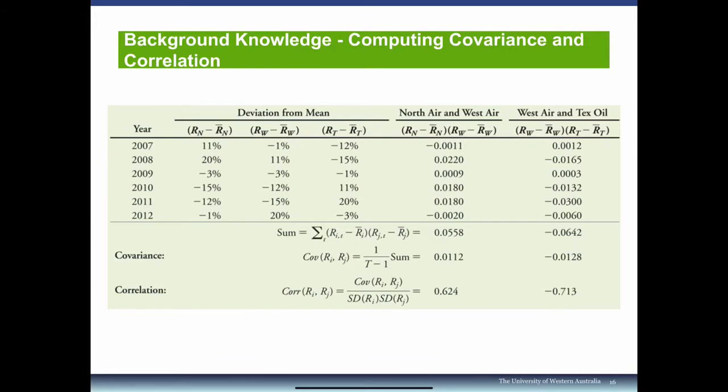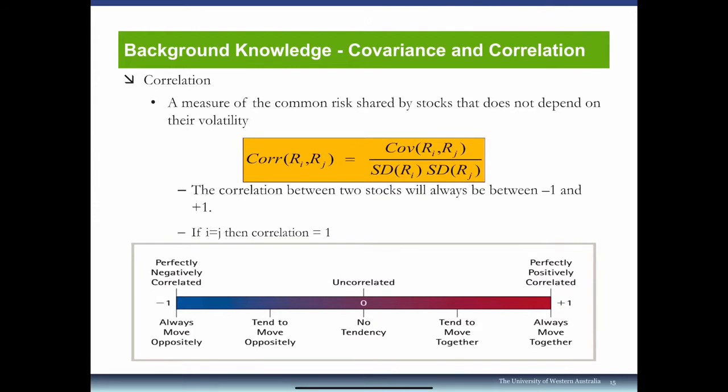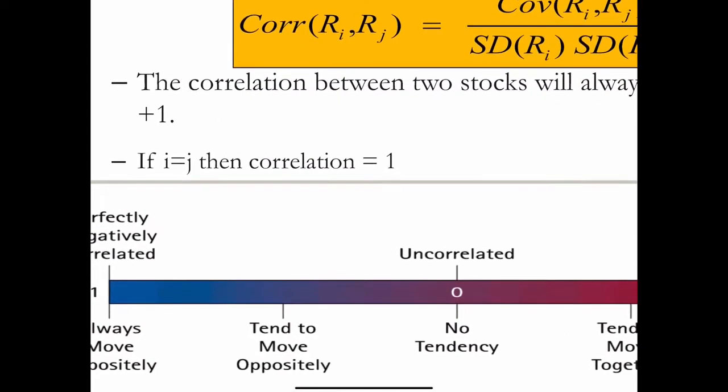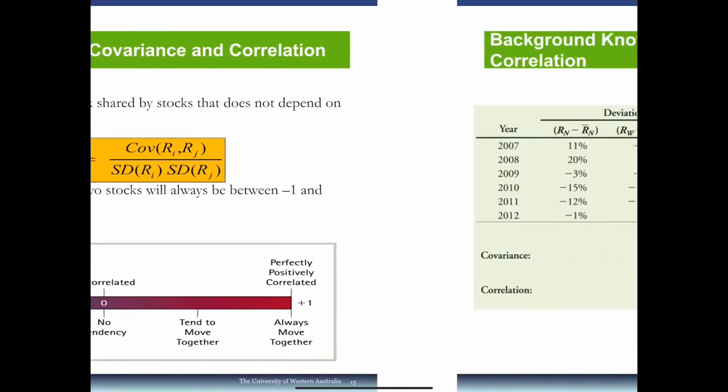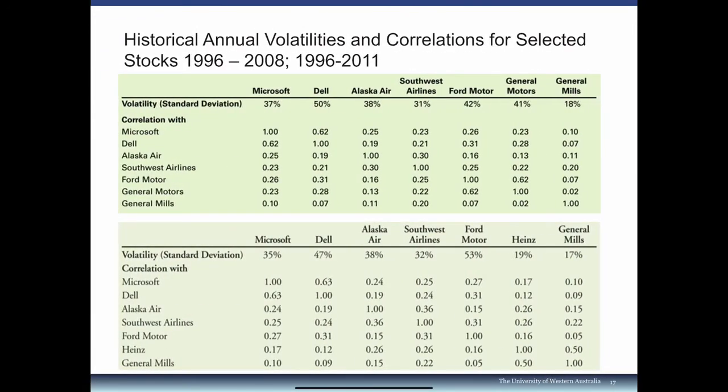So here, let's just say we calculate the covariance of North Air and West Air, and we calculate the covariance between West Air and Texas Oil, and we calculate the correlation, and we find out the correlation between North Air and West Air is 0.624, and the correlation between West Air and Texas Oil is minus 0.713. So you can think about these two pairs. One of them will be sitting on this end. They tend to move together, the North Air and West Air. But West Air and Texas Oil will be on the left-hand side that tend to move oppositely, right? So you can see that we're getting somewhere, right?